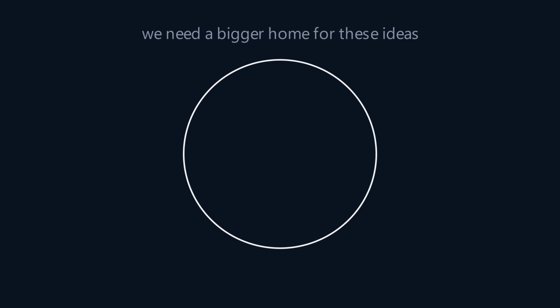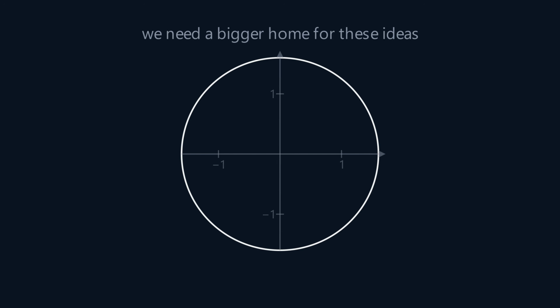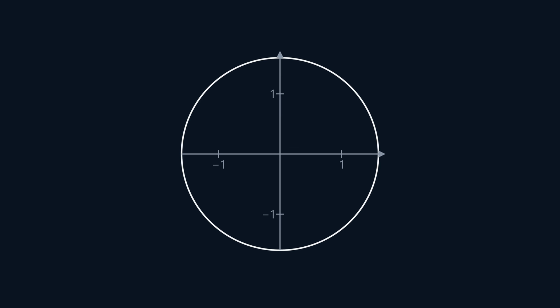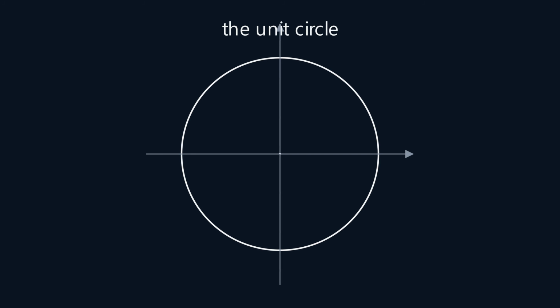So we need a bigger home for these ideas. Something that does not care about 90 degrees, or 180, or 1,000. And the answer has been sitting in this video since the first minute. This is the unit circle. Center at the origin, radius exactly 1. Draw a radius out to any point on it, and measure the angle from the positive horizontal axis, going counterclockwise.